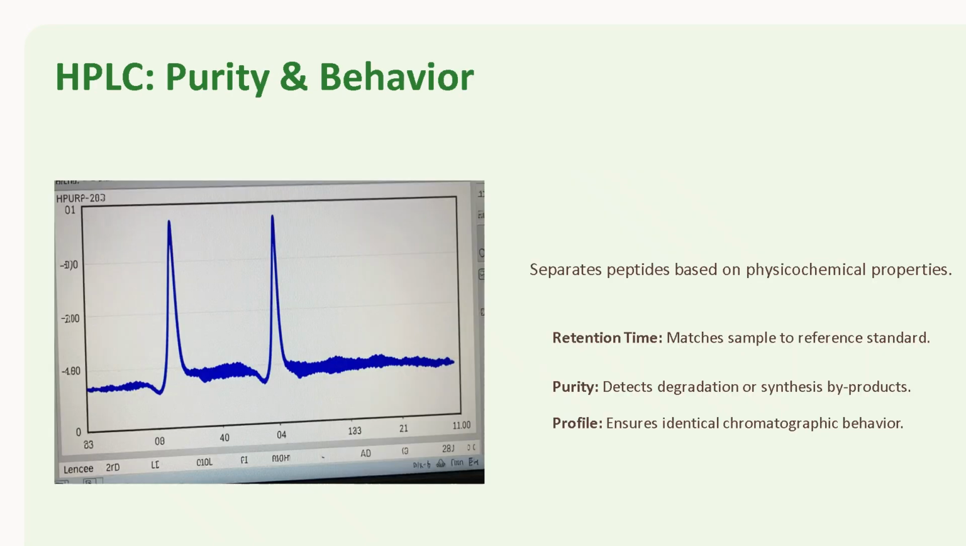High-performance liquid chromatography, or HPLC, is one of the most widely used techniques in peptide analysis. It separates molecules based on their physicochemical properties, such as hydrophobicity or polarity. One important parameter in HPLC is the retention time, which indicates how long a compound takes to travel through the chromatography column. By comparing the retention time of a test sample with a reference standard, scientists can confirm similarity between the two.